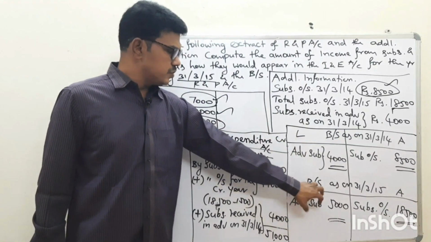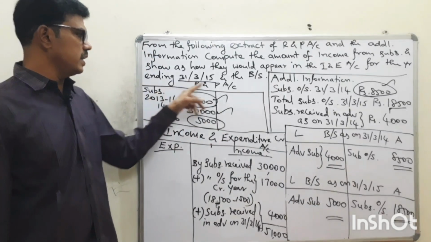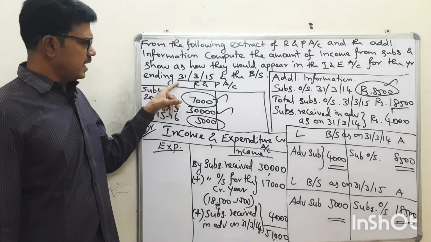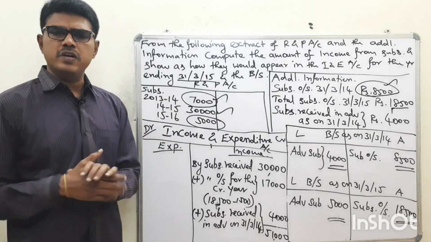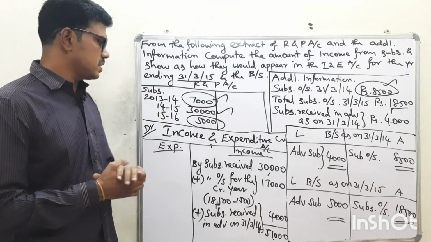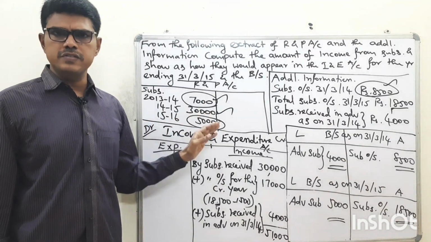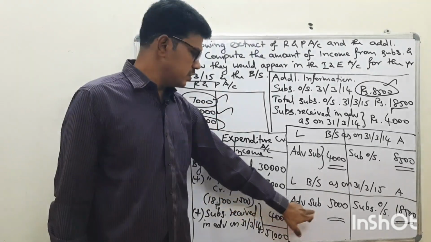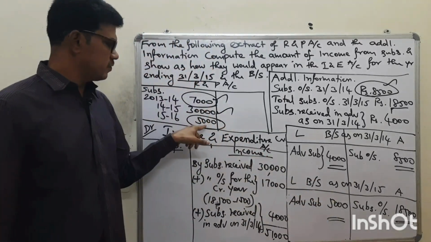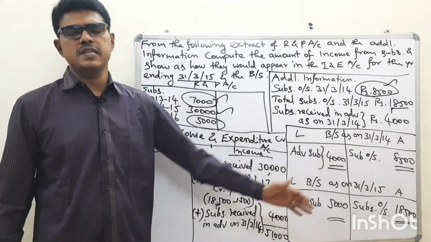On the liability side, we should see whether any amount for the current year's advance receipt will be there in the receipts and payments account. We have received in the current financial year for the next financial year, 15-16, 5,000 rupees. This is the advance amount we have received for the next financial year. So this is the liability, advance subscription received during the year, 5,000 rupees. This 5,000 must be shown as a liability until the due date arrives.